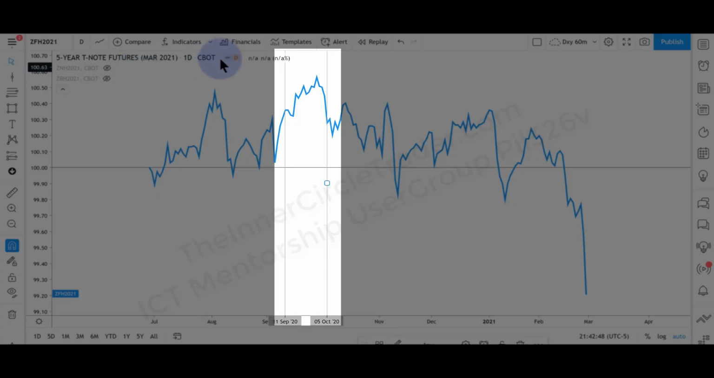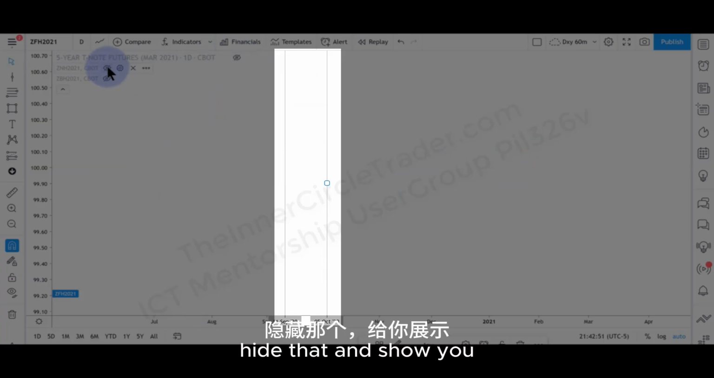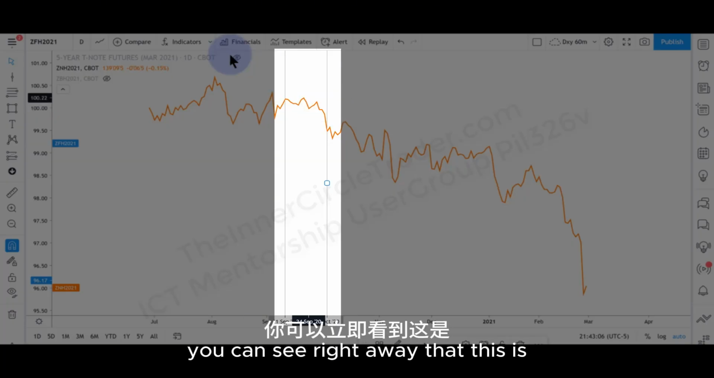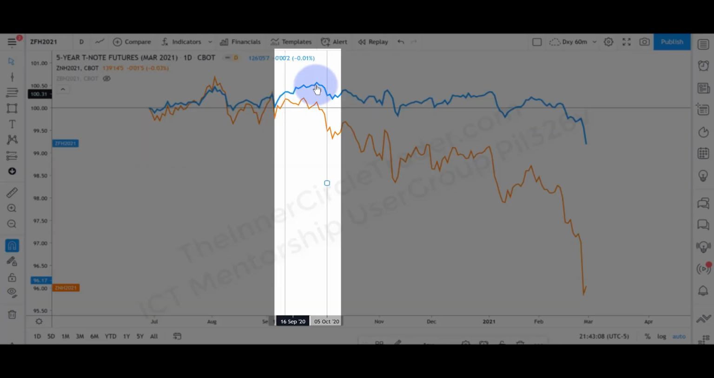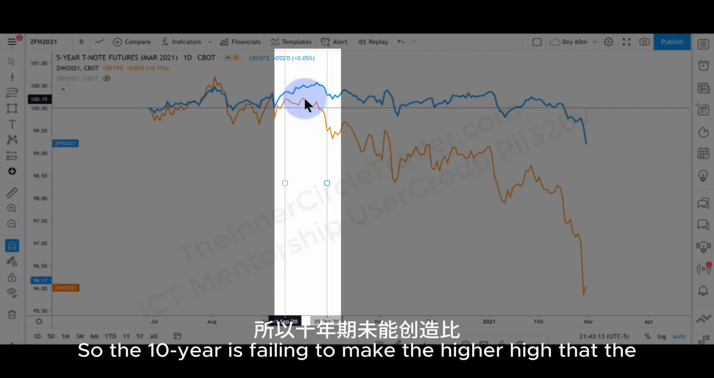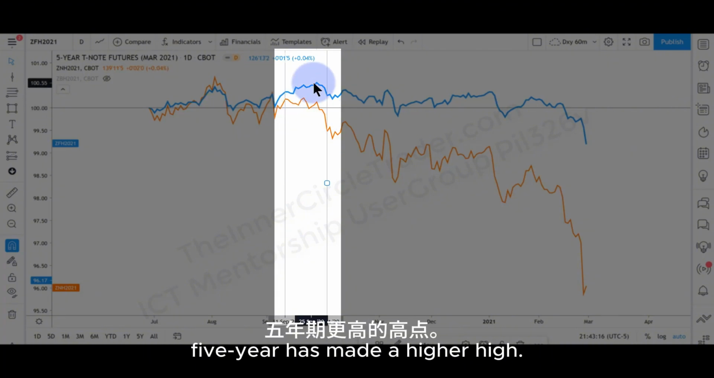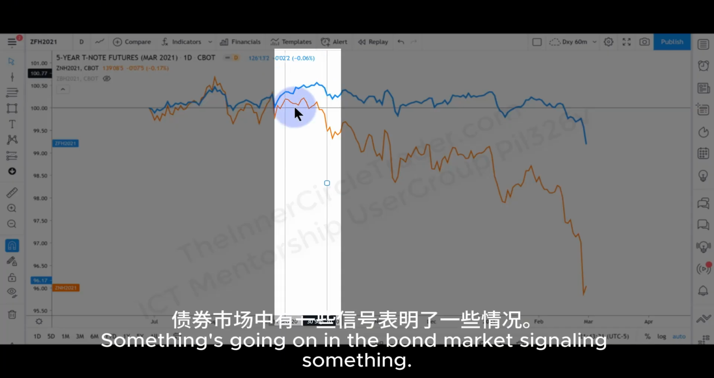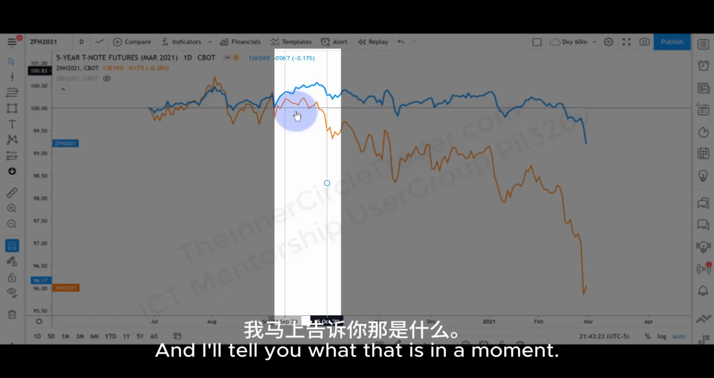Now I'm going to hide that and show you the 10-year. This is a 10-year note. See that? And by comparing that, you can see right away that this is diverging from the 10-year. So the 10-year is failing to make the higher high that the 5-year has made. So right away we have a divergence. Something's going on in the bond market, signaling something, and I'll tell you what that is in a moment.